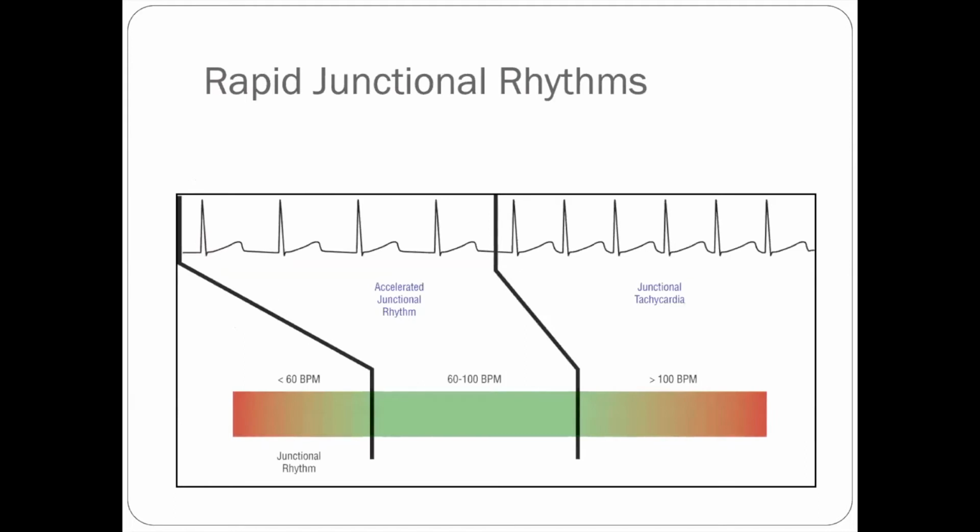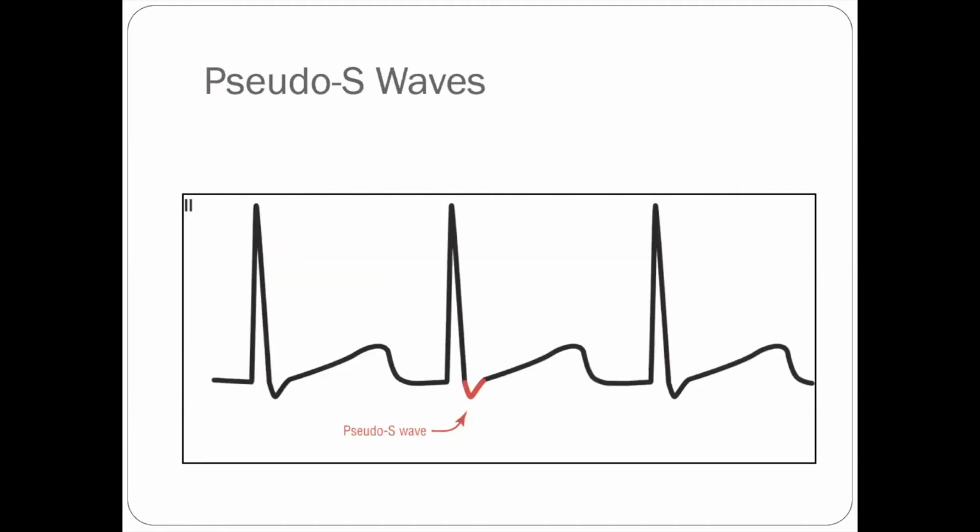So again, accelerated junctional rhythms are junctional rhythms that are traveling between 60 and 100 beats per minute. Realize that retrograde P waves, which will be inverted in leads 2, 3, and AVF, can sometimes make it look like an S wave, or can make an S wave look like it is slurred or extended in some fashion. So just note that, and that can make the measurement of a QRS complex even more challenging.